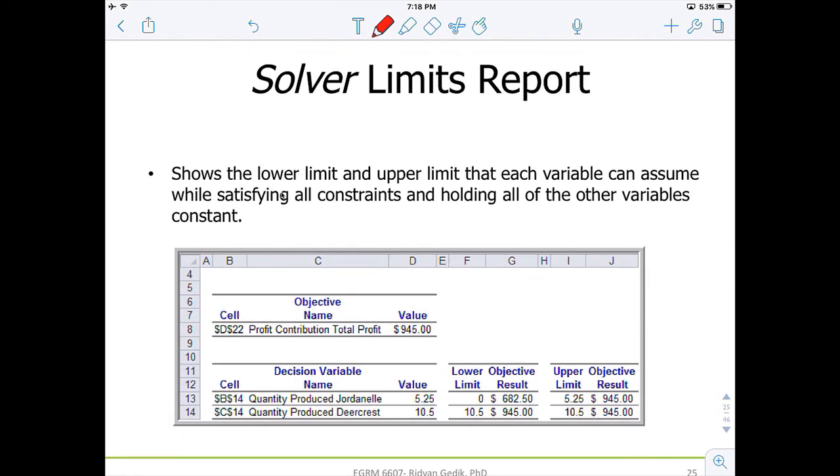The Solver limits report basically tells you what happens in the worst case, in the best case. So these are the decision variable values at the optimal solution. The lower limit can be these for these decision variables, and then the upper limit can be these. When those values are at their lower limits, these are the objective function values you can get, right? Basically, for the Deercrest models, those are not changing at all, but for the Jordanelle products, those are changing.